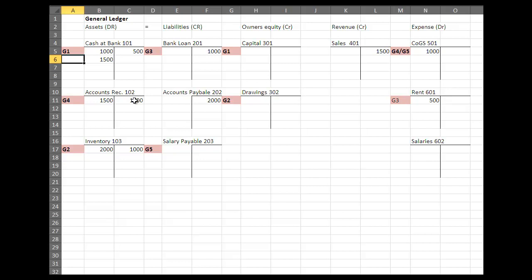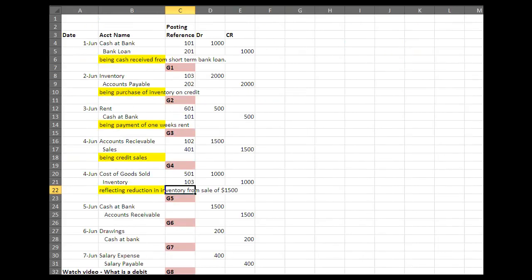We know that is journal entry G6, so we can go back and the debit's 101, the credit's 102. So debit cash at bank 101, that's been posted. Accounts receivable 102, it's been posted.